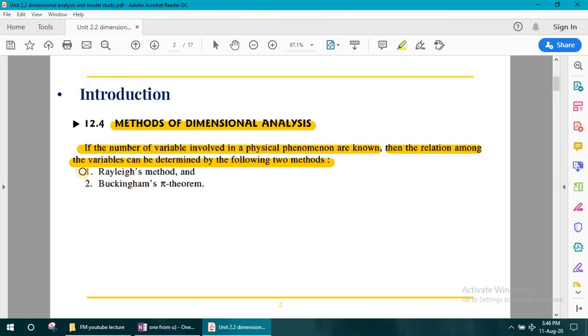So there are two methods of dimensional analysis. Number one is known as the Rayleigh method and the second method is known as Buckingham's pi method. So in this session, we are going to discuss the introduction of the Rayleigh method and Buckingham's pi theorem.